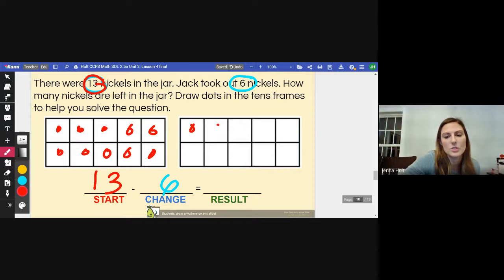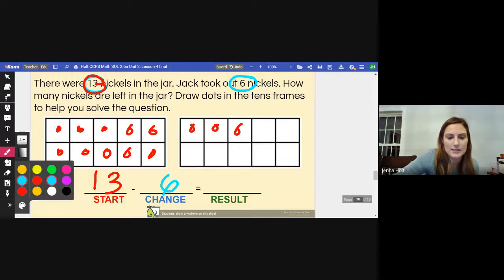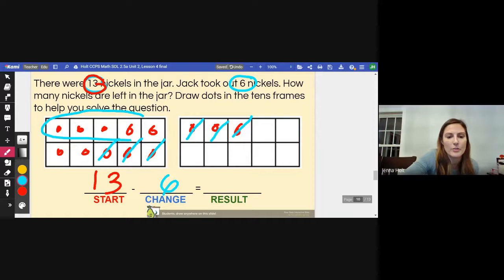10, 11, 12, 13. And then my change is I'm going to take away those 6 nickels that he took out to show how many are left. So we're going to cross off 6. 1, 2, 3, 4, 5, 6. Let's count what's left. I see that I have a group of 5, and then I have 2 left over. So 5, 6, 7. My result is 7.